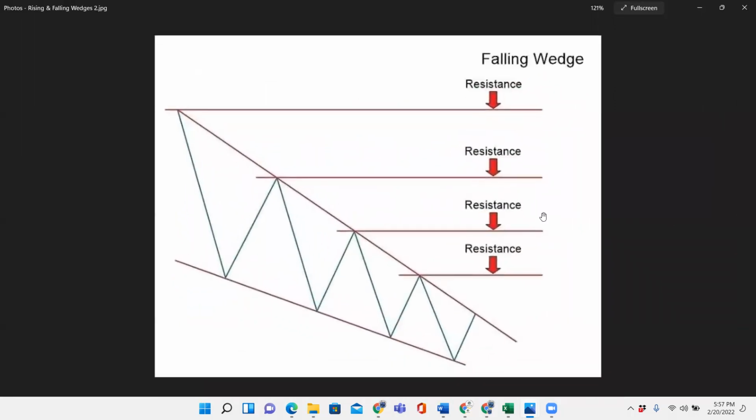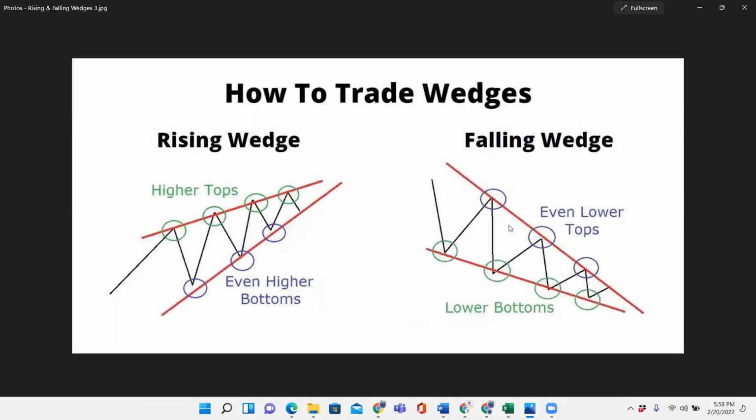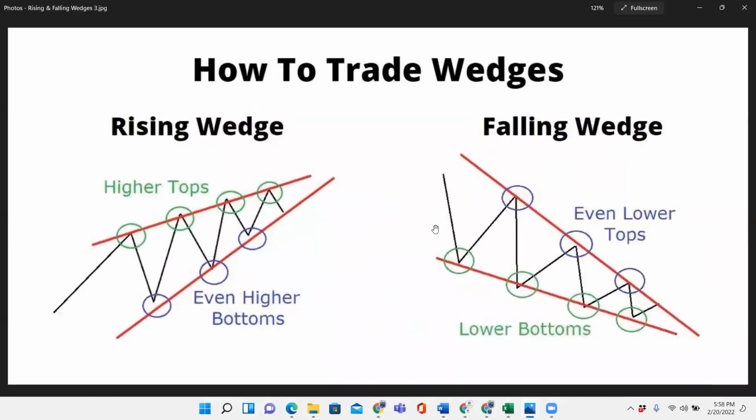We have our falling wedges, which is the complete opposite, but we do have our resistance, which is on the top over here. We have our support, which is over here. We have our starting point. We have our lower low, higher low, lower low, higher low, lower low, higher low, lower low, higher low. And basically, like I said, we're looking for that explosion or that breakout happening in the market. So now we have rising and falling wedges. This is basically what rising and falling wedges look like. So take a quick overview of falling and rising wedges.